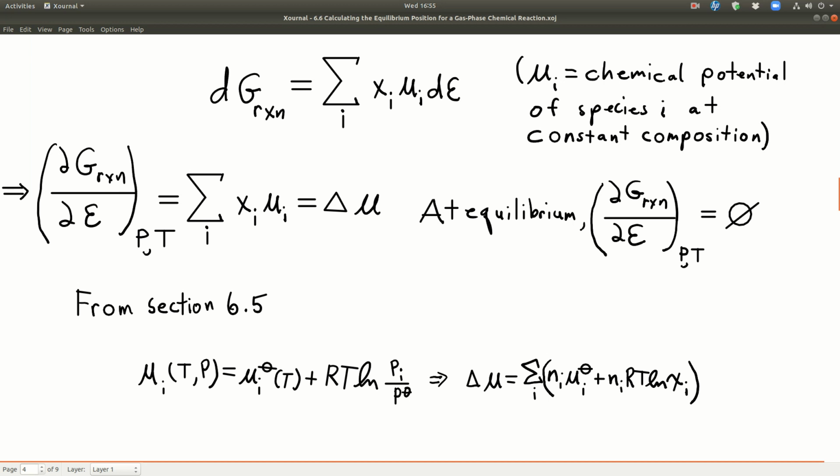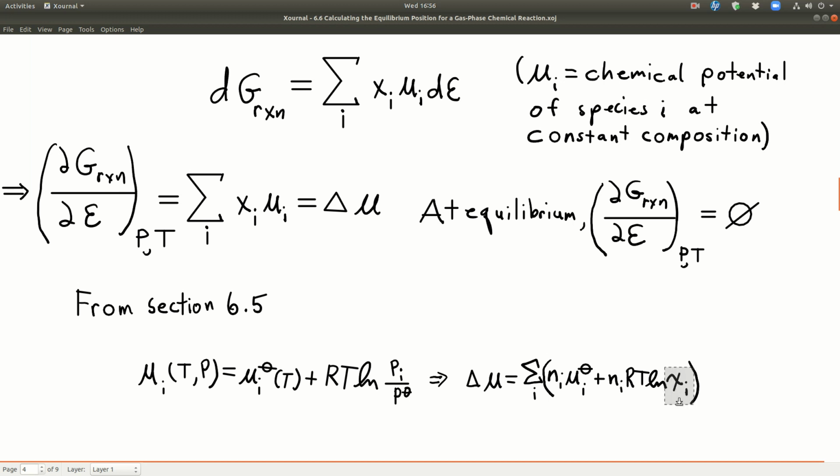We also showed back in section 6.5 that we can write the chemical potential, again for a reversible ideal gas, as the chemical potential at standard conditions plus RT ln of the ratio of the pressure to 1 bar. Which means that the difference, delta mu, is the sum over reactants and products of n, how many moles in the balanced equation for each species, times its chemical potential at standard states, plus n times RT ln of the mole fraction.